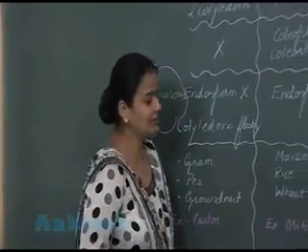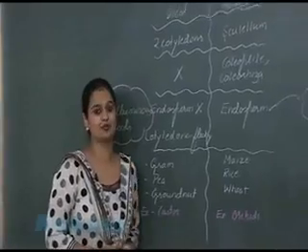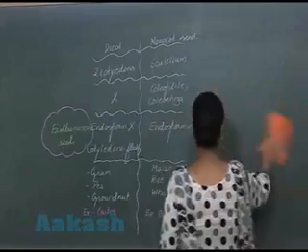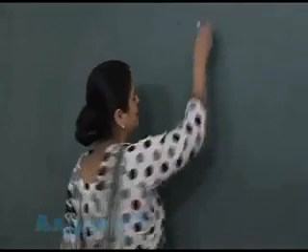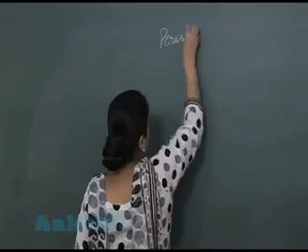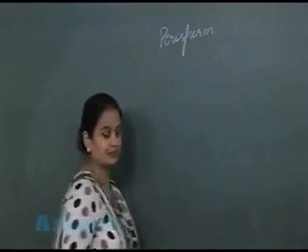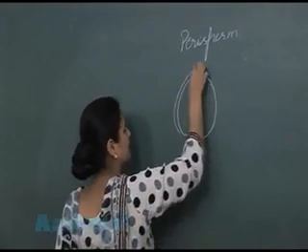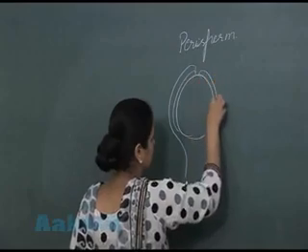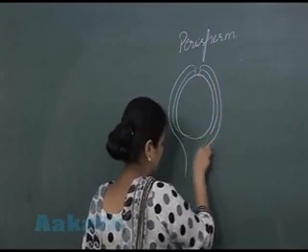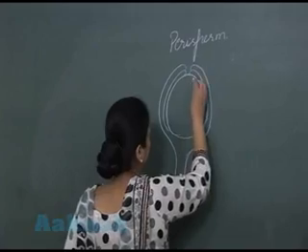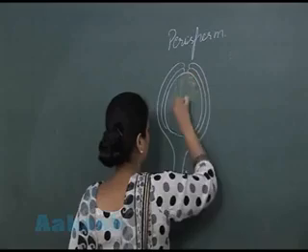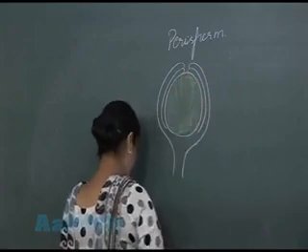Right? Now, in the seed, I have to discuss one more structure here, that is perisperm. I am making an ovule here. And in the ovule, you know that this part is the nucellus.